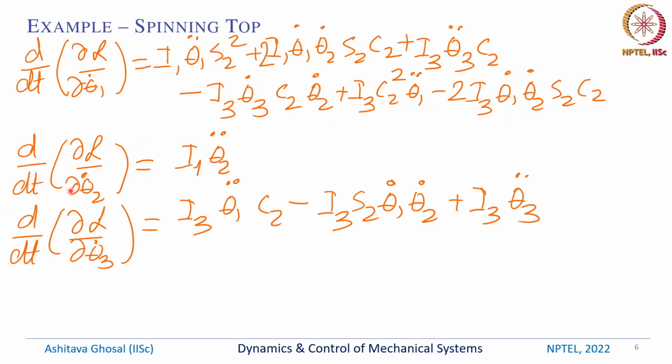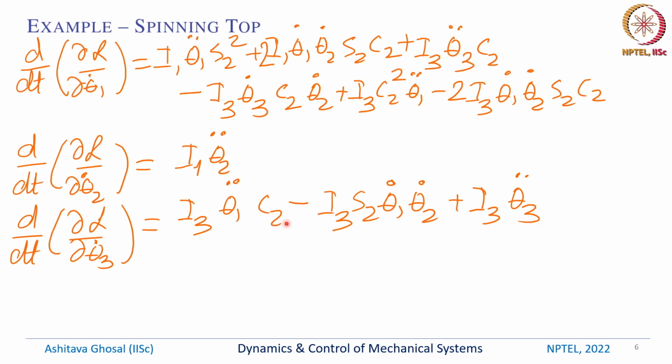The time derivative of the partial of the Lagrangian with respect to θ2dot is nothing but I1 θ2double dot. And finally, the time derivative of the partial of the Lagrangian with respect to θ3dot is I3 θ1double dot C2 minus I3 S2 θ1dot θ2dot plus I3 θ3double dot.